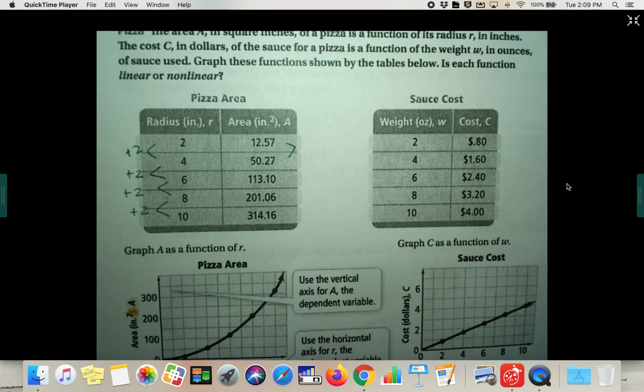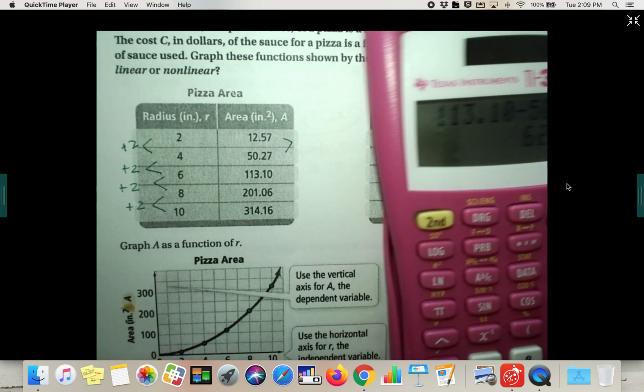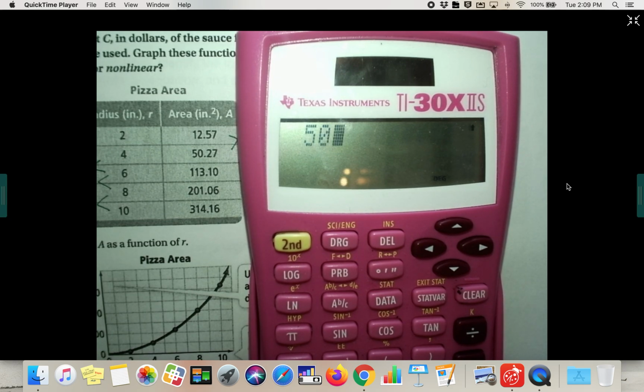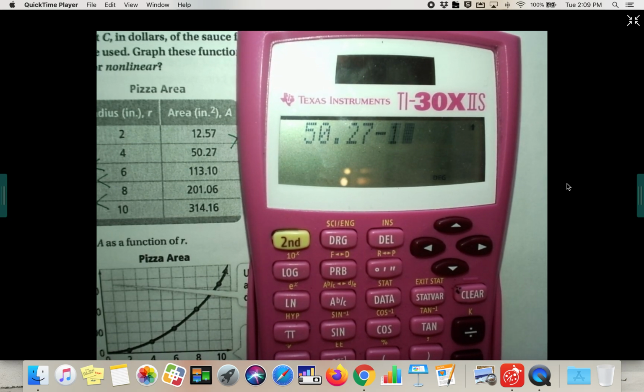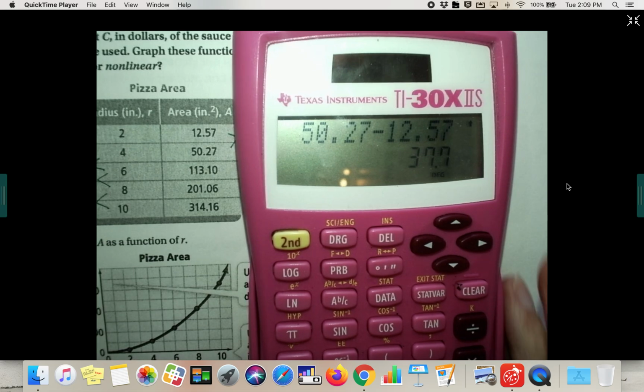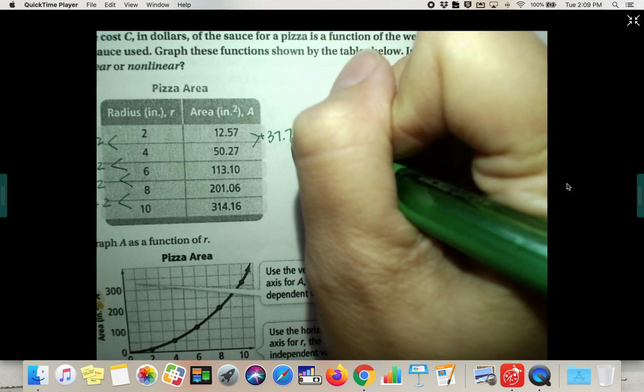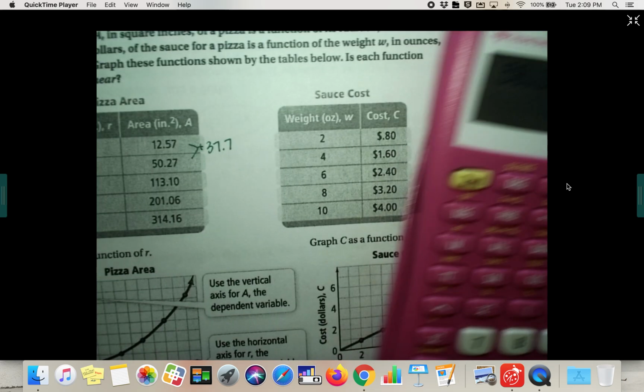Let's start adding over here. 12.57, I have no idea what that is, so I'm going to have to subtract. So it looks like I want to subtract 50.27 minus 12.57. That is 37.7. So it's adding 37.7. Okay, let's keep going.